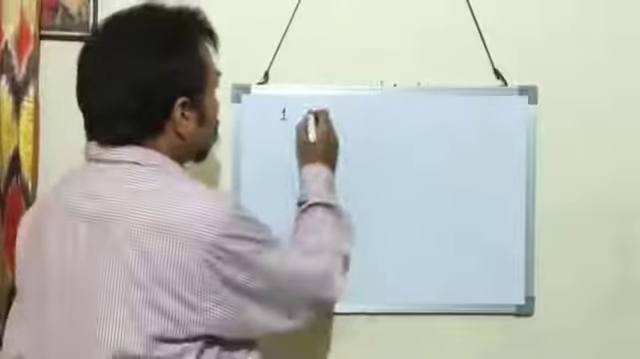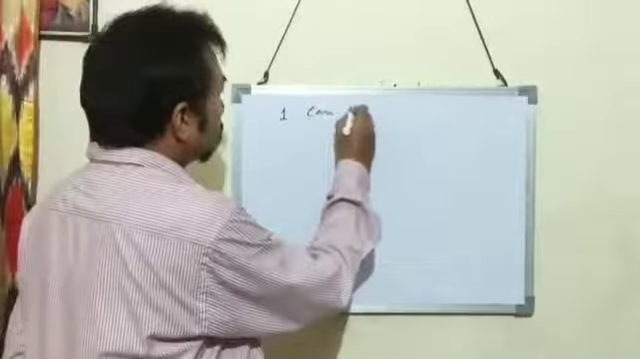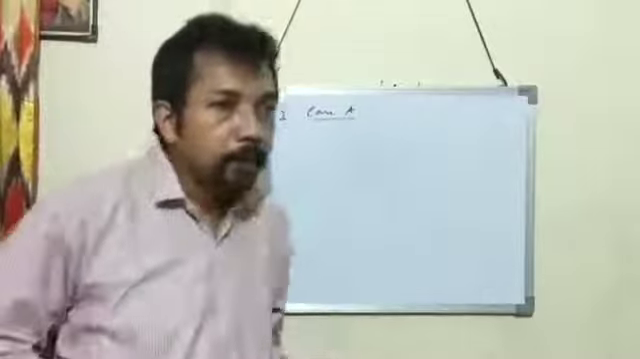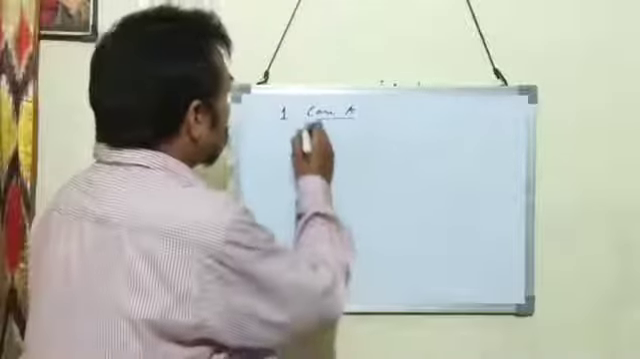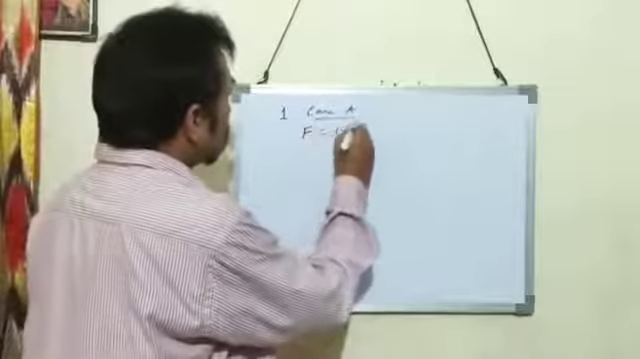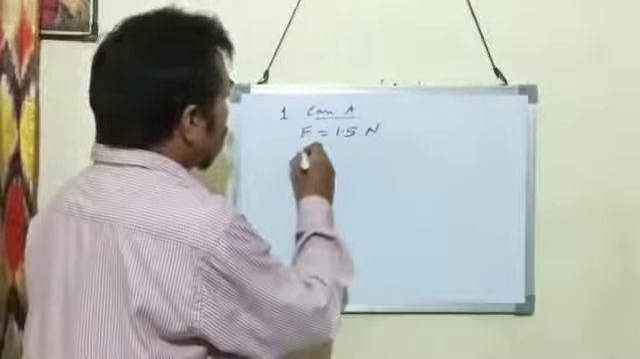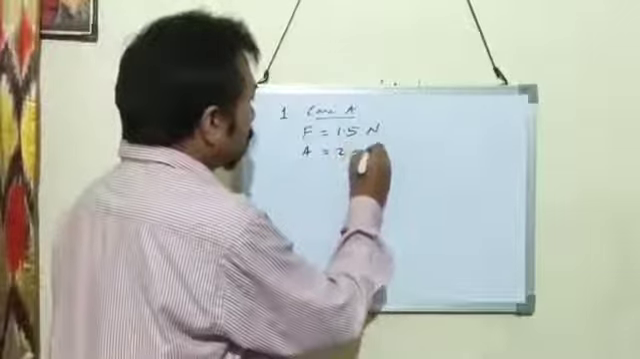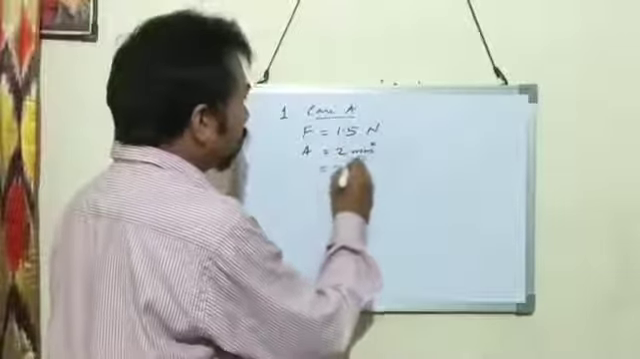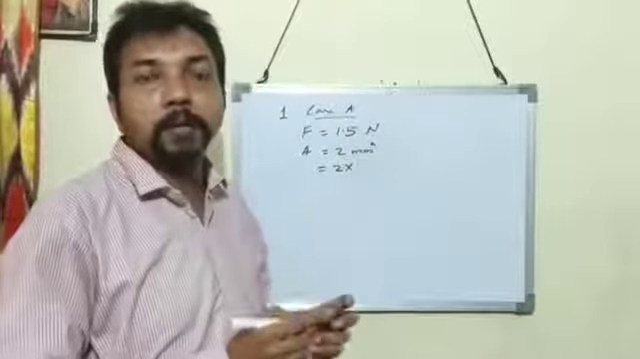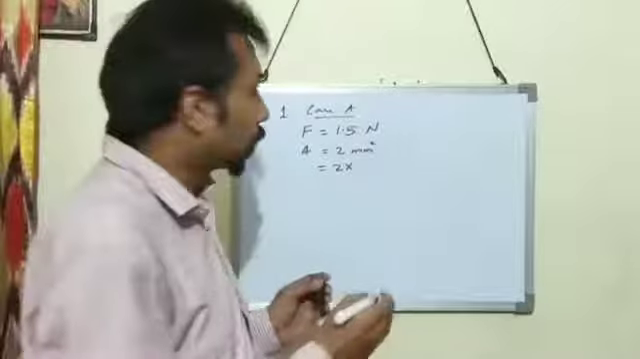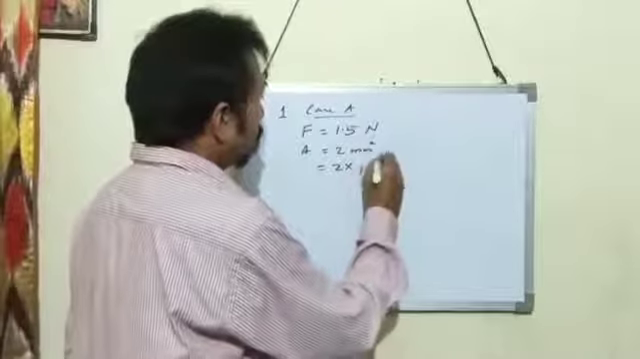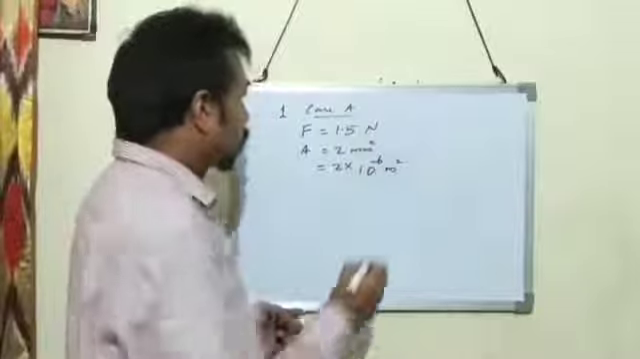So first we take the case of nail A. The force exerted is 1.5 Newton, and the area of cross section is 2 mm square. So millimeter square we convert into meter square. 1 millimeter square is 10 to the power minus 6 meter square, so 2 into 10 to the power minus 6 meter square.